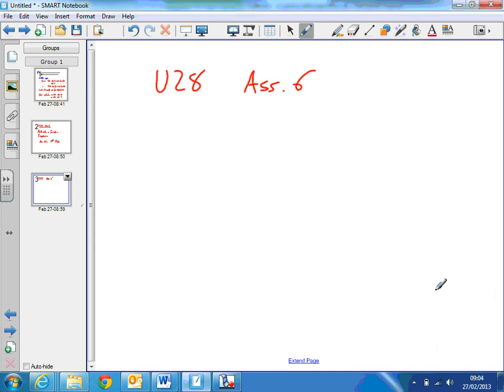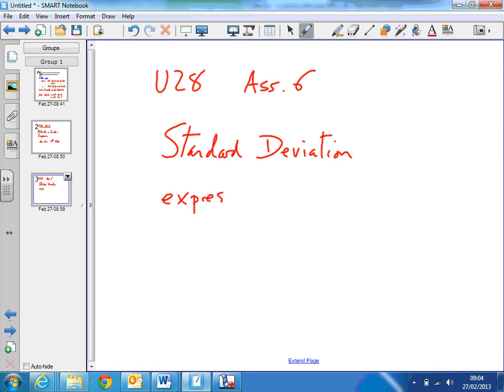Okay, maybe nobody has. So Unit 28, Assignment 6 is to do with standard deviation in statistics. It's a way of expressing the spread of data. If you're looking at some data, you're really interested in two figures. One is the mean, which gives you an idea, or it represents the data, the average value.